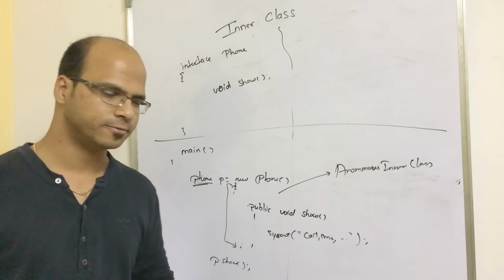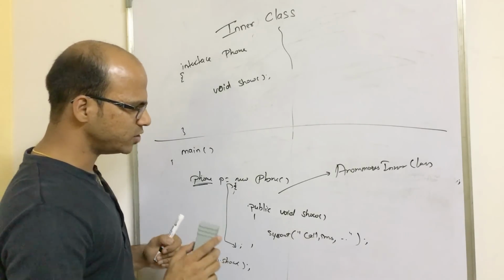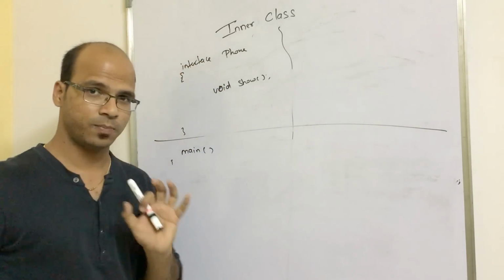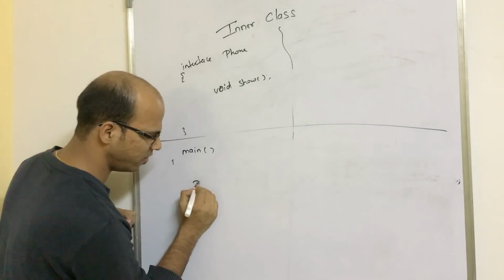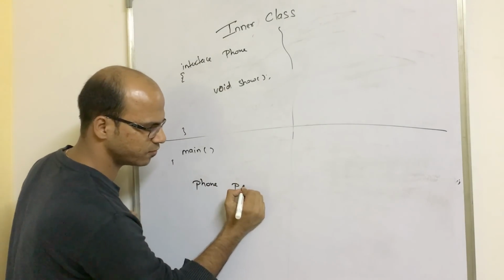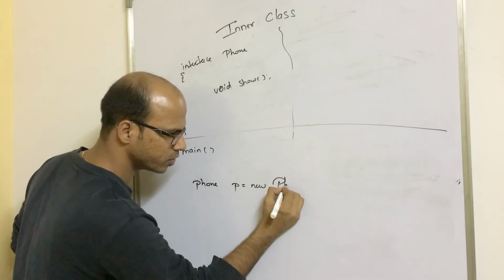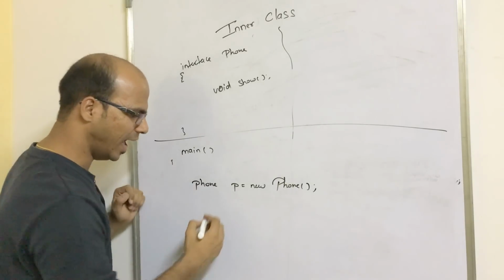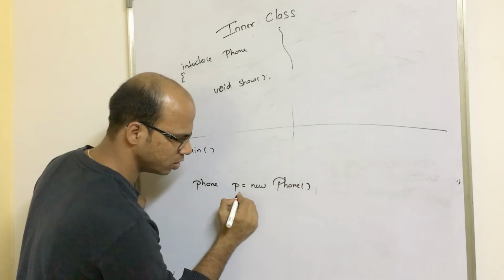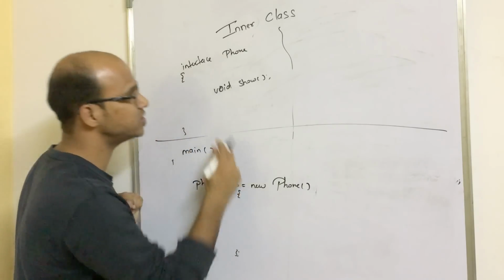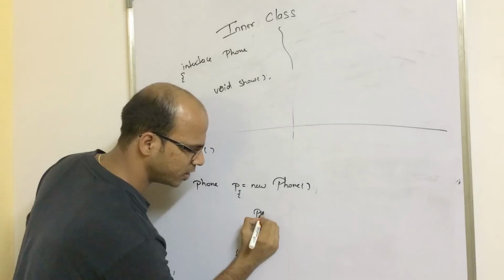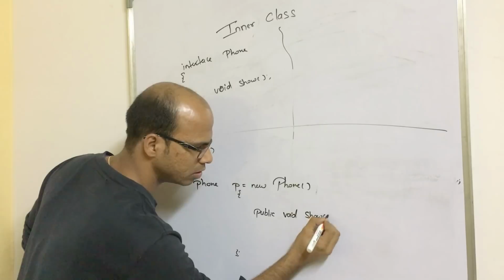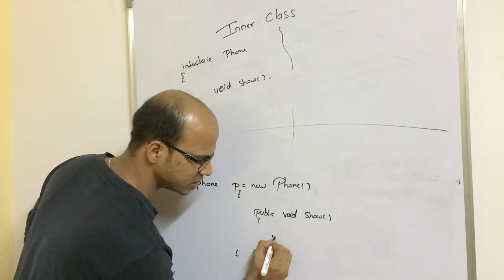Now how to use Lambda here? I will remove these extra things and rewrite everything in a proper way. So we have Phone p equal to new Phone, and I'm providing the implementation here, because this is the interface, right? And we have to write public void show, and then we have to say sysout.